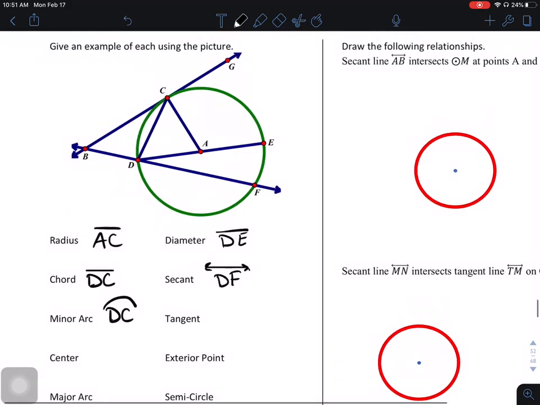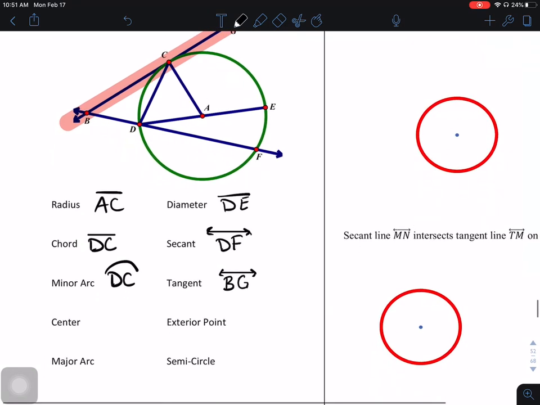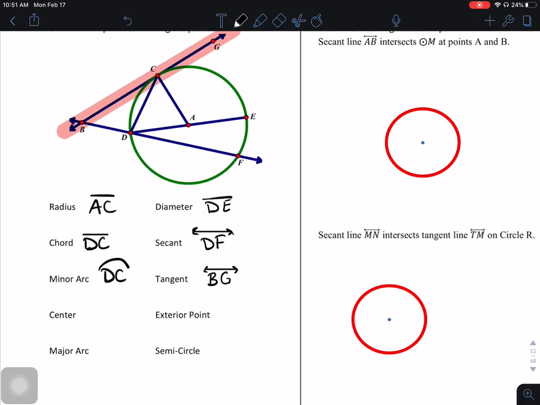A tangent line is a line that if you were to extend it would only intersect the circle 1 time. Line BG is a tangent line. You can use any combination of points B, C, and G to name that line. Center of the circle is point A.